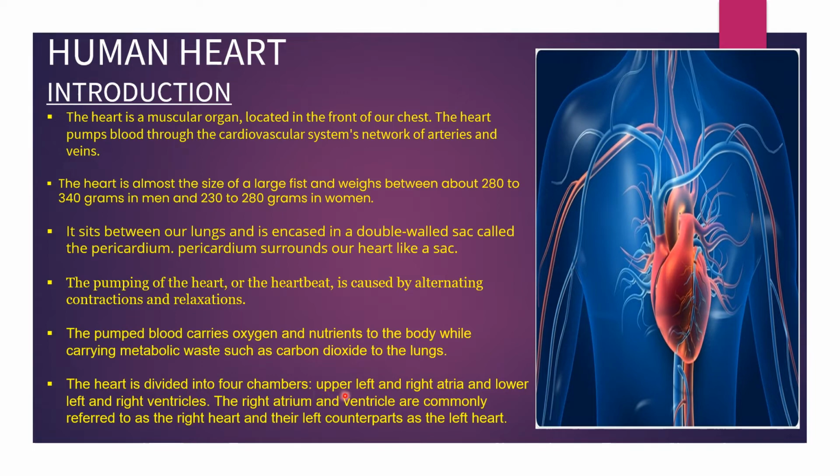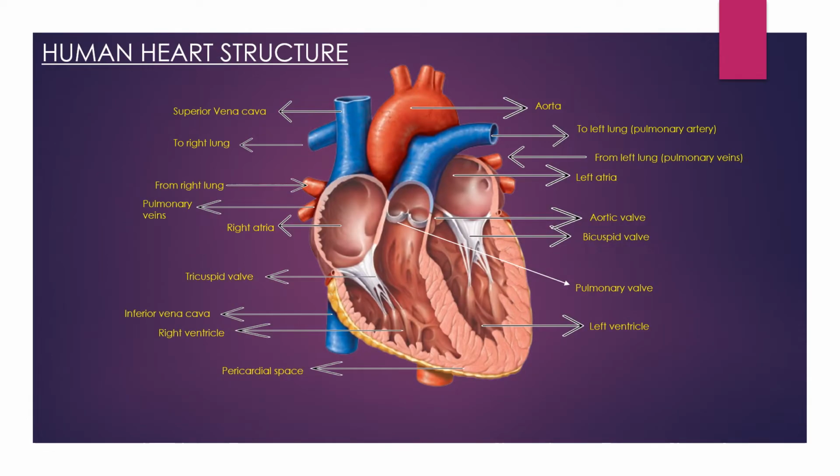So now we will move to the next slide and discuss the structure. Human heart structure is very complicated, but now I am going to simplify it for you. Just concentrate here. The human heart is divided into four chambers, and these are the right atrium, this part, the right ventricle, this part, the left atrium, and this is the left ventricle. So this is the right side, the right atrium and right ventricle, and this is the left side, the left atrium and left ventricle.